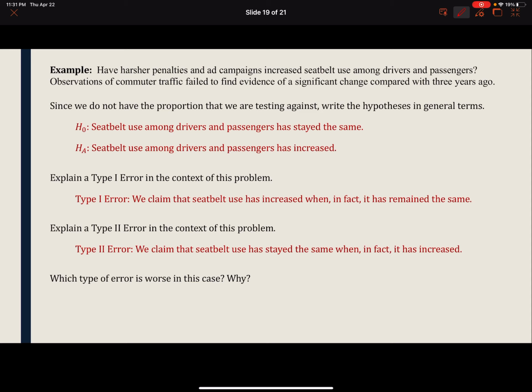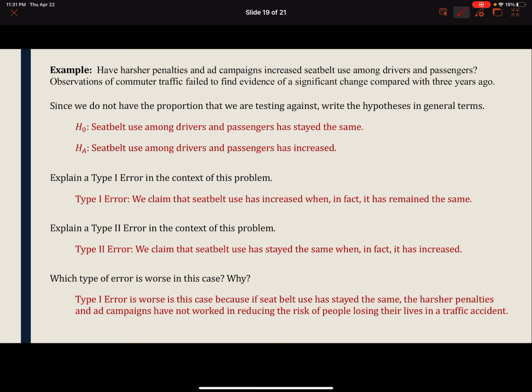One of the questions that we ask is which of these types of error is worse in this scenario? This one, I think you could argue it, but I'm saying that a type 1 error is worse. So to say that we think that seatbelt use has increased and therefore more lives have been saved when we're actually wrong and we're not actually saving more lives, that's worse than a type 2 error in this context.